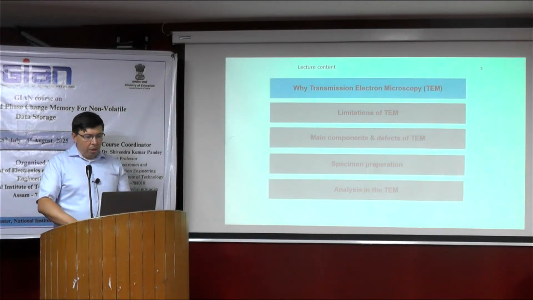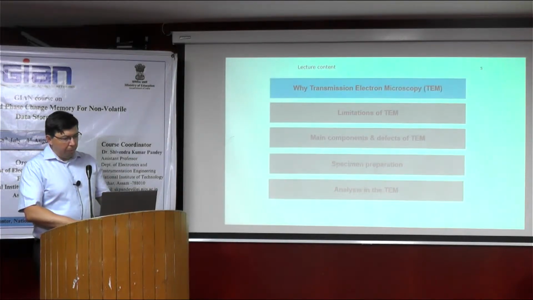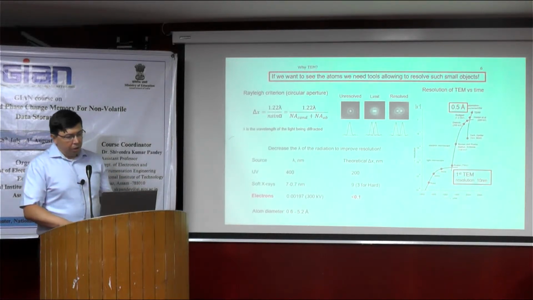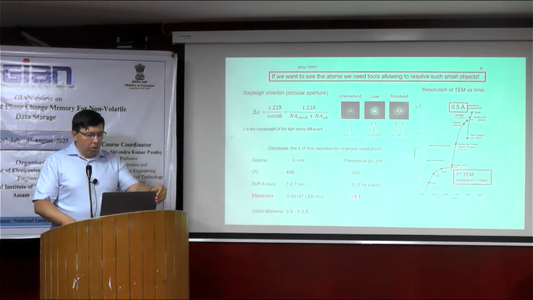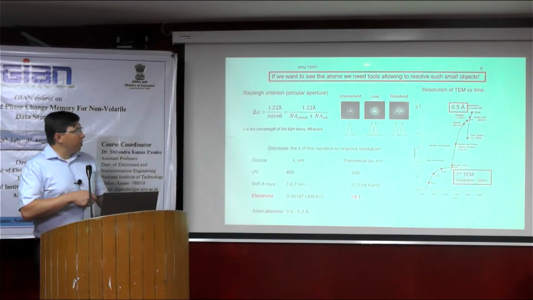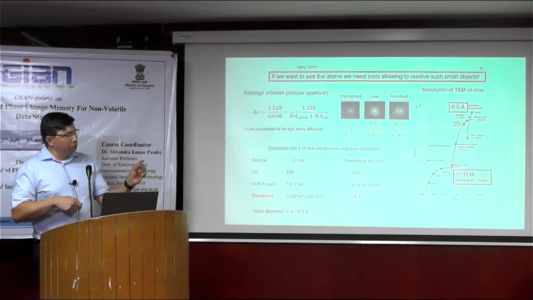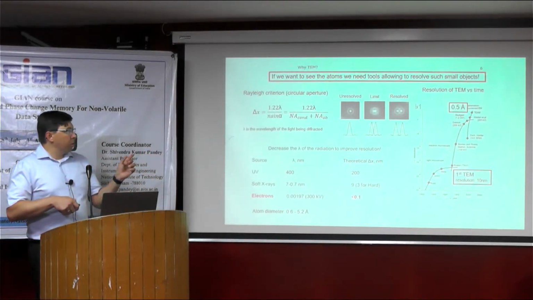So first, why do we need transmission electron microscopy? We need TEM because, as I said, it is a direct method. We can see the structure in direct space. If you want to resolve atoms, we need tools allowing us to resolve such small objects. First of all, let us look at the criteria for resolving two points, and what the criteria are to resolve them.